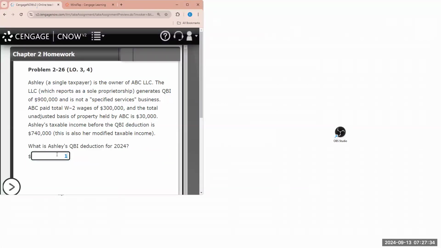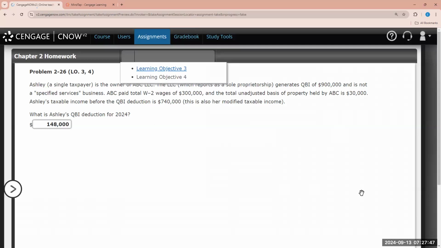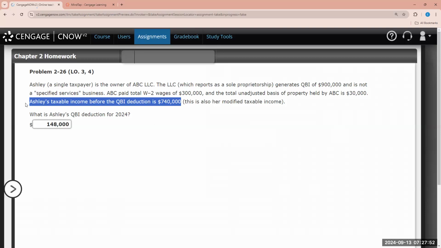Based on this, the correct answer is going to be 148,000. I know that there was a lot going on in that problem. I'm going to upload the spreadsheet so you can see the calculations and the nuance as it relates to this problem. But again, the key thing: you always want to double check, what is their taxable income? As they are single, or married filing jointly, does it exceed the taxable income threshold?